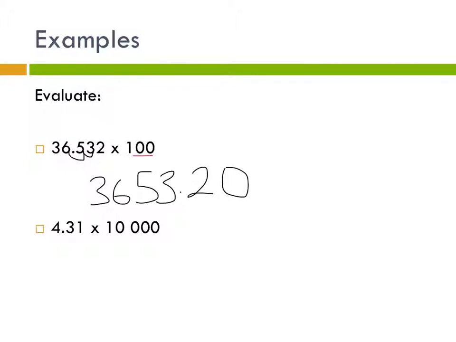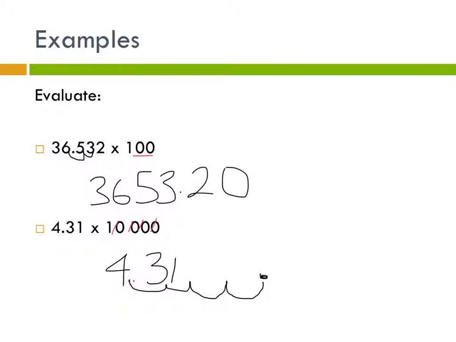4.31 multiplied by 10,000. Oh, holy moly. Let's write this down. I might need to find a few zeros after it. Now it's multiplying by 10,000. What I'll do is pretend this has whole lots of zeros after it. If I'm multiplying by 10,000, I need to move the decimal point 1, 2, 3, 4 places to the right. And my decimal point goes here.